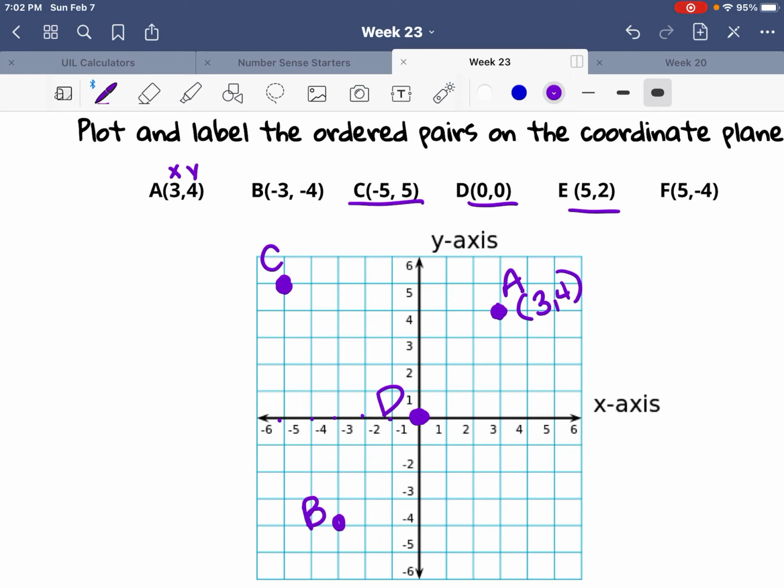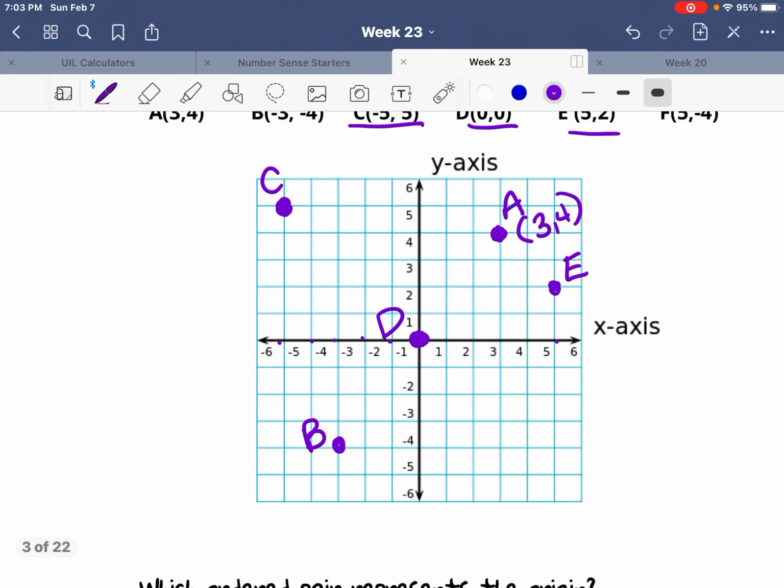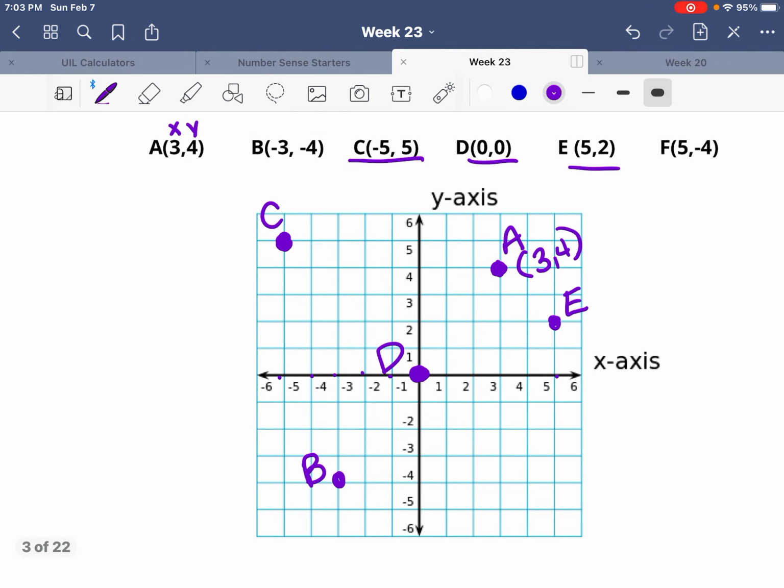Now we're going to plot the point E (5, -2). And again, on the x-axis, we're going to go to +5, and on the y-axis, we're going to go to -2. And the point E, (5, -2), is right there. A lot of people get the x coordinate and the y coordinate mixed up. If you do that, you're going to have your point in the totally wrong place. It has to be x first and y second.